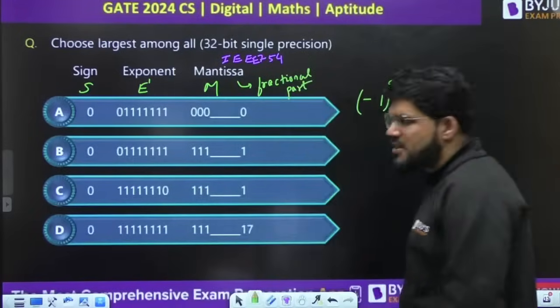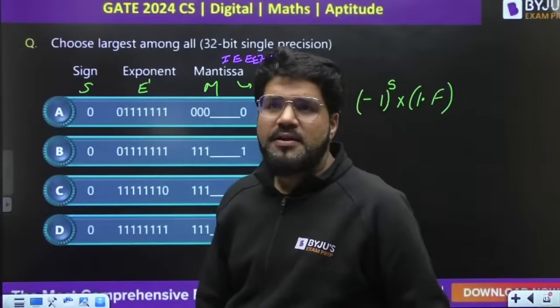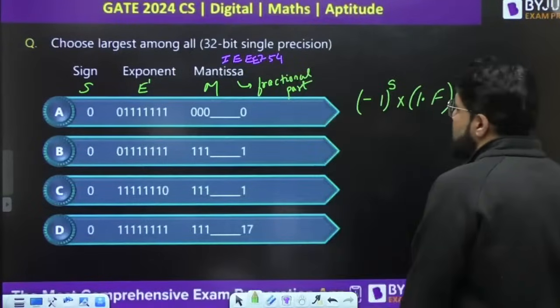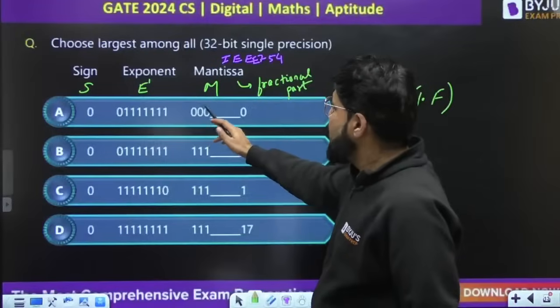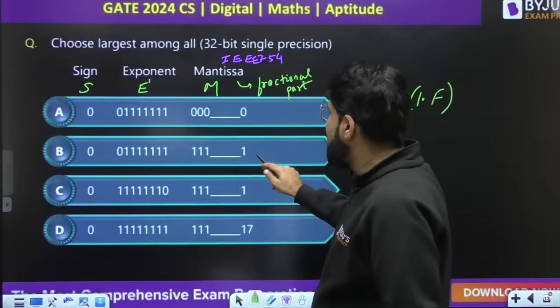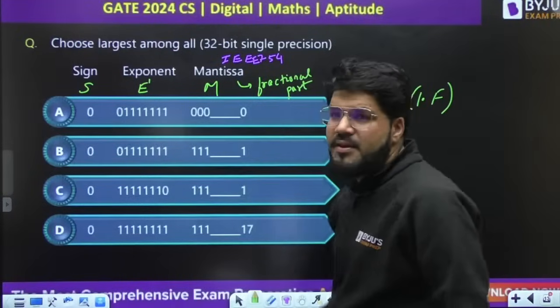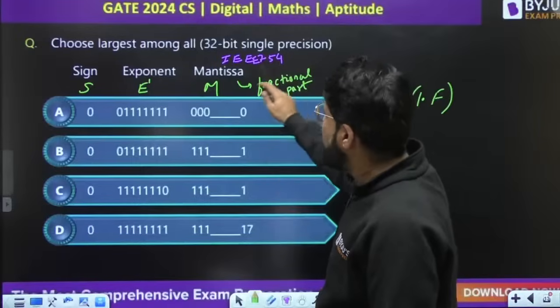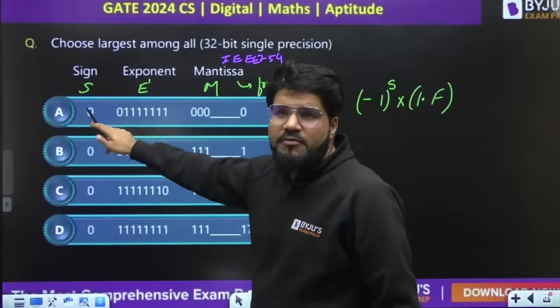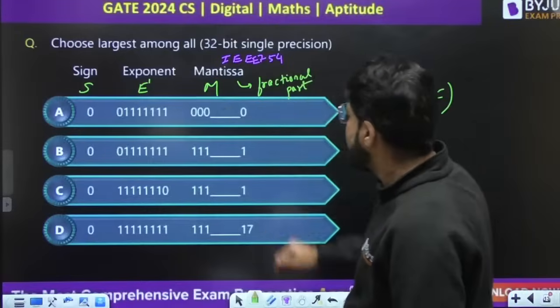Suppose the fractional part is f. How do you calculate the fractional part? Into 2 power -1, then 2 power -2, 2 power -3, all of these are 23 bits. By 32-bit format है ना, so 1 bit for sign, 8 bits for exponent and 23 bits for the mantissa.